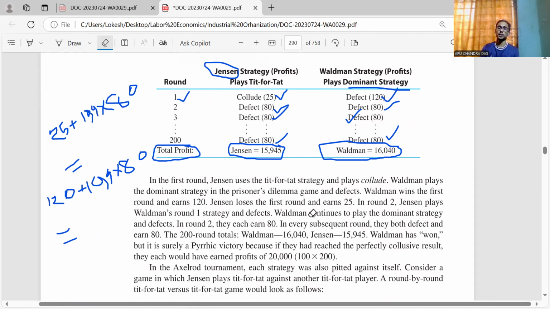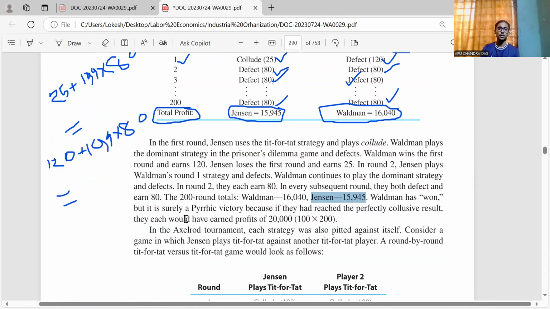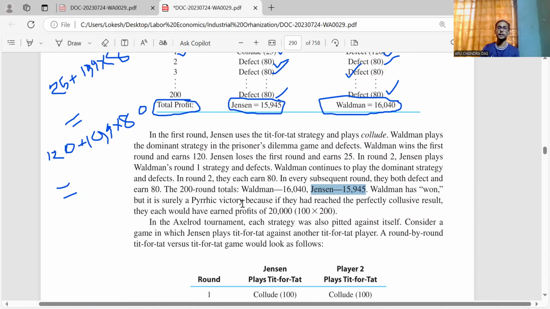After 200 rounds, Waldman earns 16,040 as we have calculated before, and Janssen earns 15,945. So Waldman has clearly won because his total profit is 16,040, but Janssen's total profit is 15,945, which is less than the profit earned by Waldman. So Waldman has won. But it is purely a Pyrrhic victory because they had not reached the perfectly collusive result.